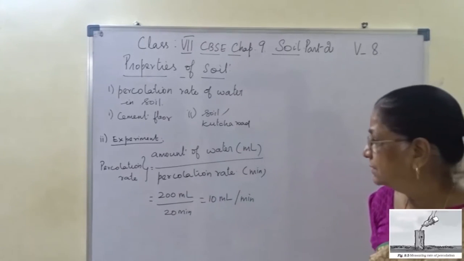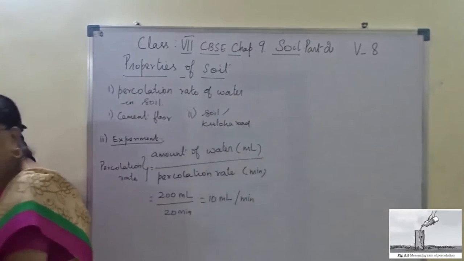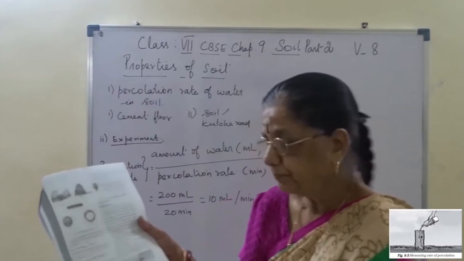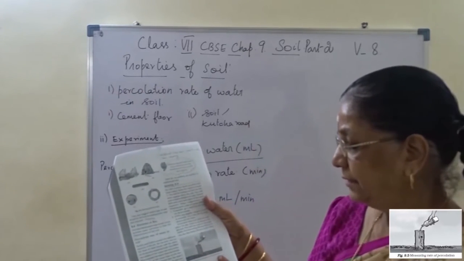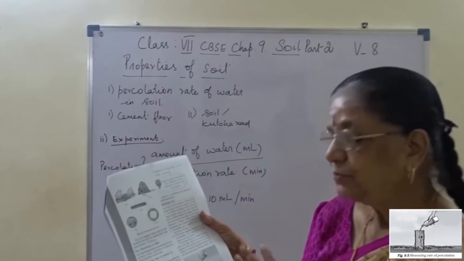And that can be done by an experiment. Percolation rate can be found by an experiment, measuring the rate of percolation of the soil.